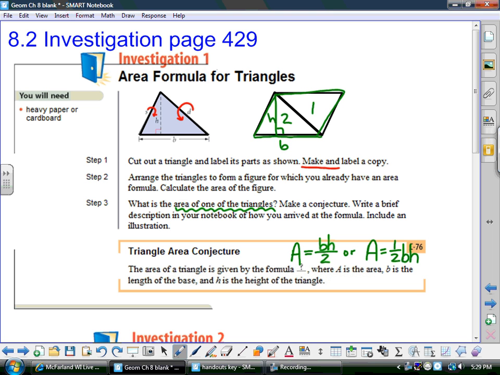Those two are equivalent. When you're writing that conjecture down, you should write a description of how you arrived at that formula and include an illustration. A good illustration to include is this one, how the parallelogram is made up of 2 triangles. So we're going to figure out the area of the parallelogram, which is base times height, and then we're going to divide it by 2 because it took 2 triangles to make that shape.